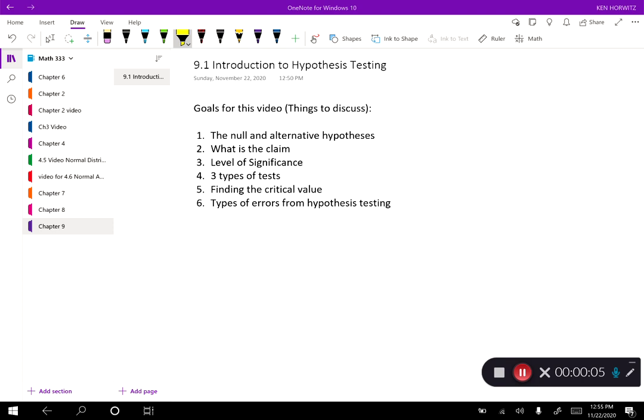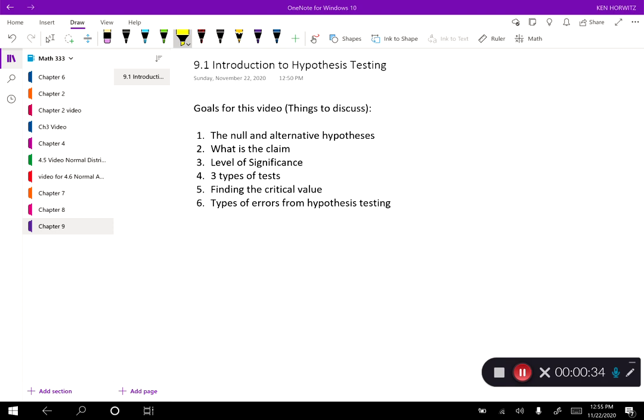Today's installment is on an introduction to hypothesis testing. Now, this is a brand new topic with potentially a lot of things you've never seen before. So today's installment is going to be a very conceptual day. I'm going to introduce a lot of the different things that you're going to see in hypothesis testing and discuss them in a little bit more detail. That way, in my next installment, when we're dealing with examples, we can simply execute.